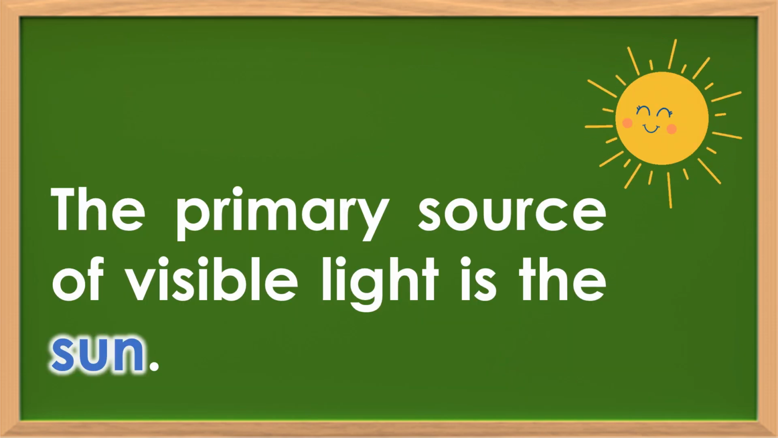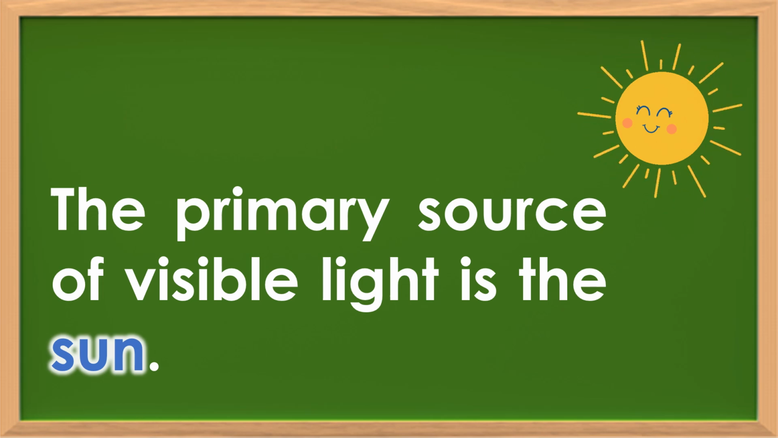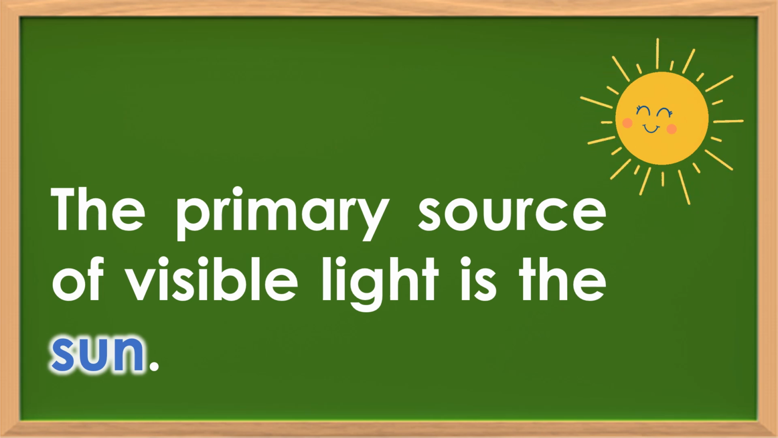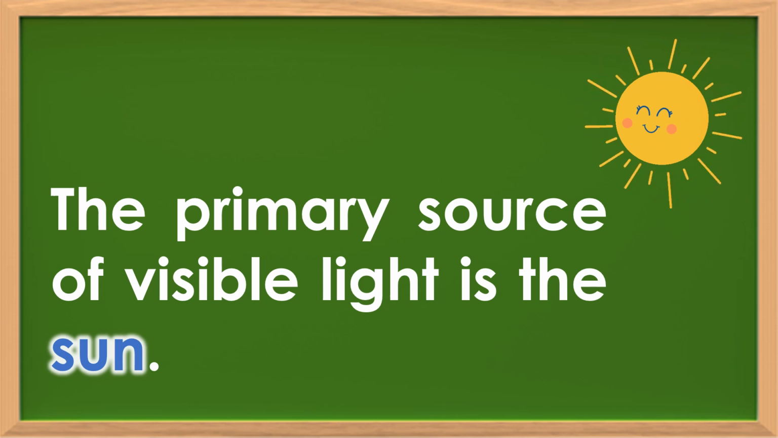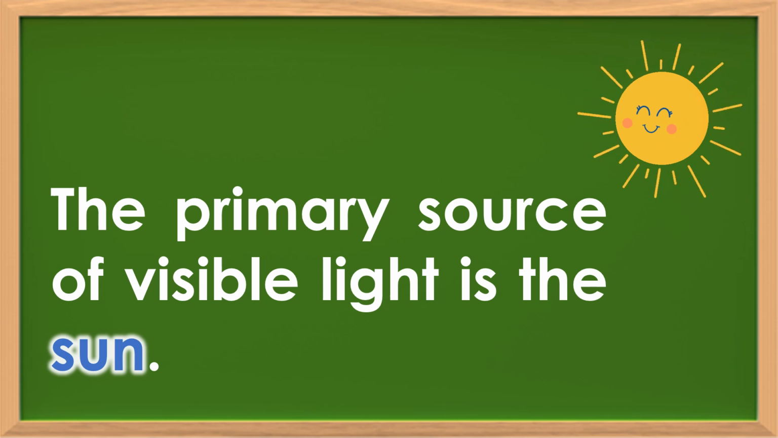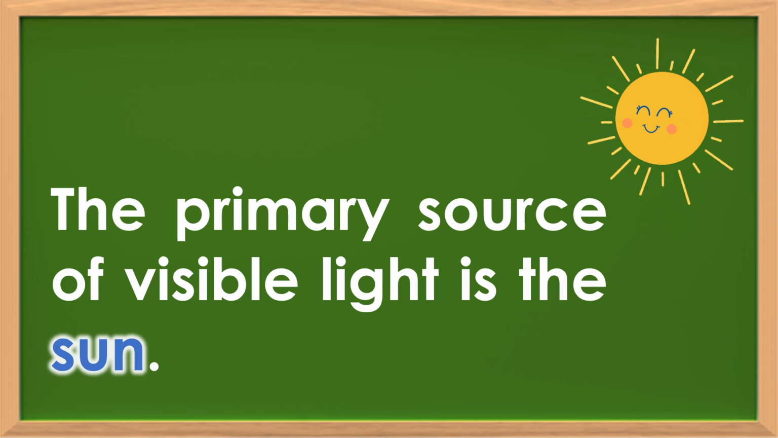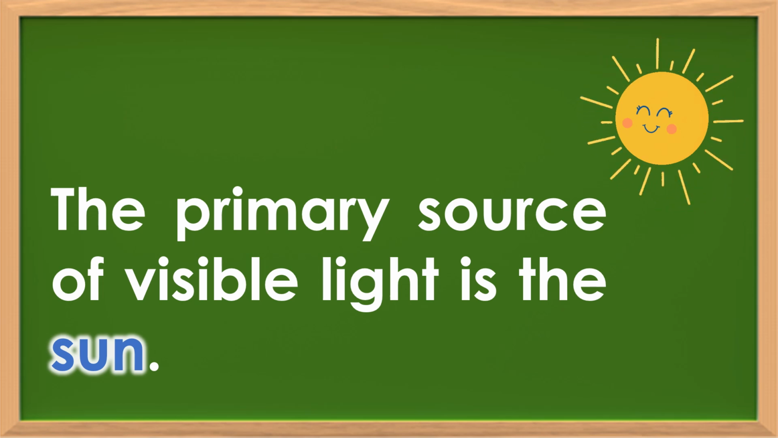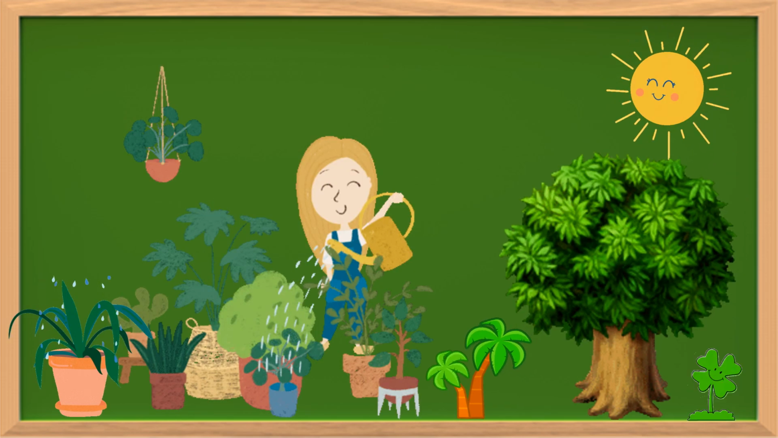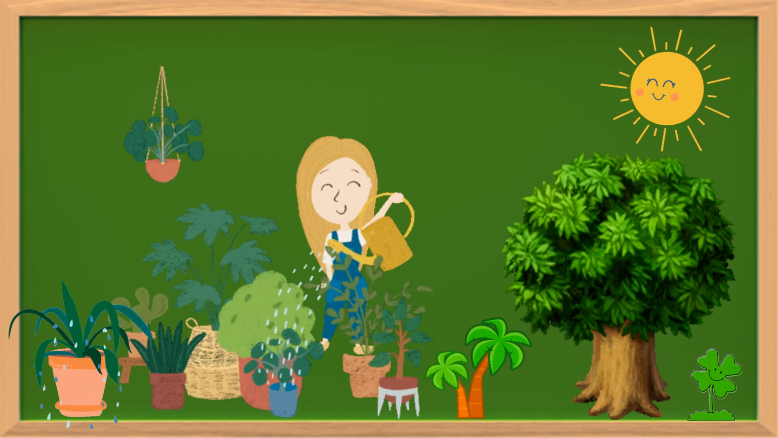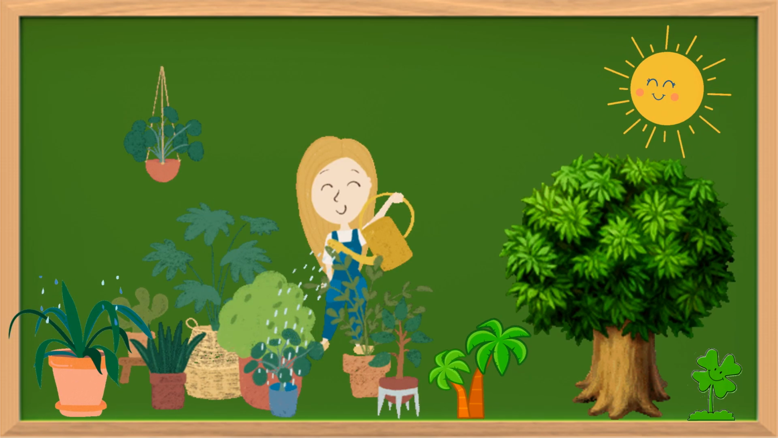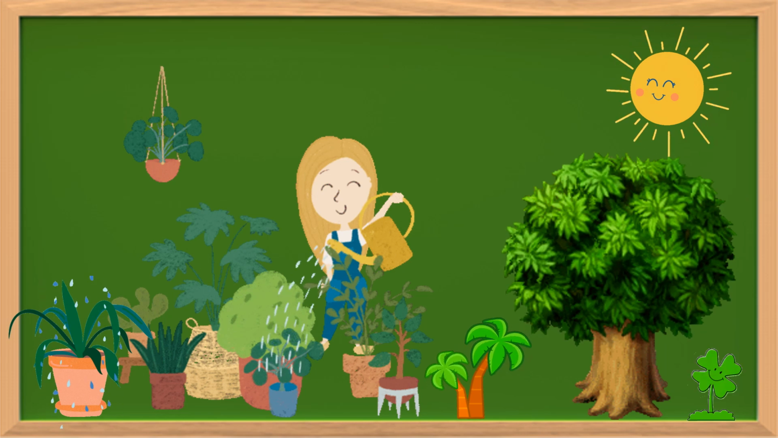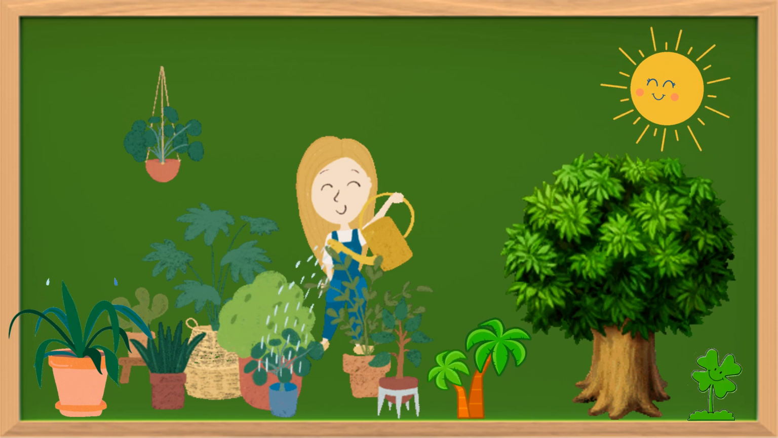The primary source of visible light is the sun. The visible light allows us to see the color that is not absorbed by the objects. For example, you see most plants as green because the leaves absorb all colors of the visible light except for green.